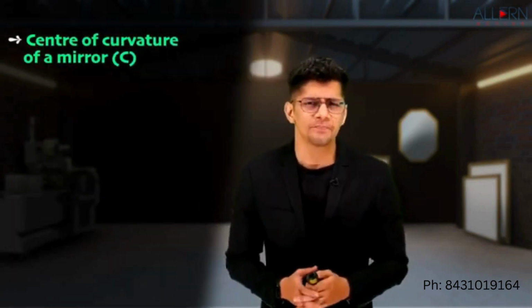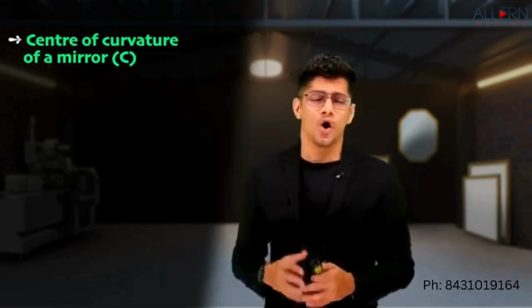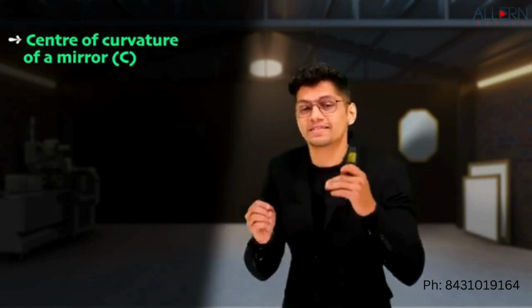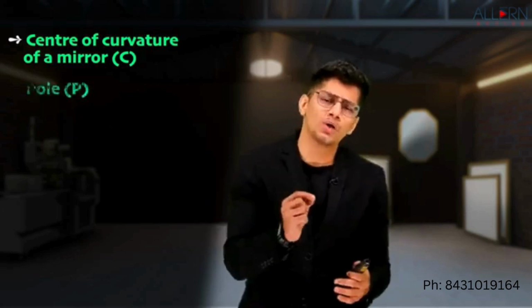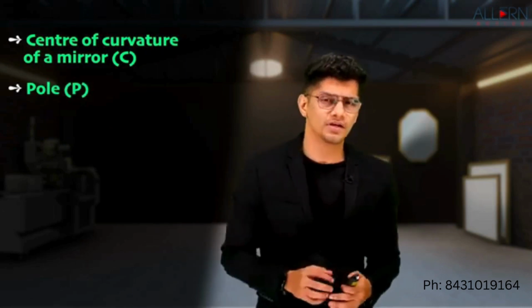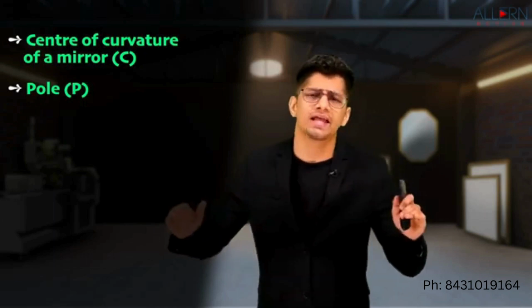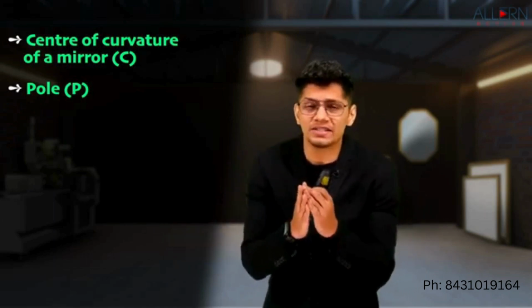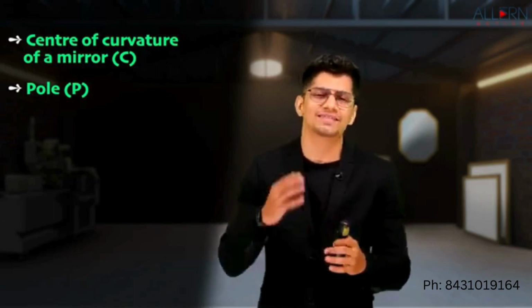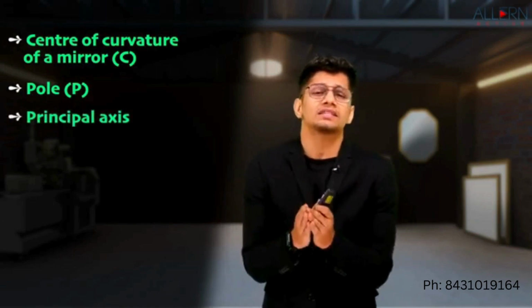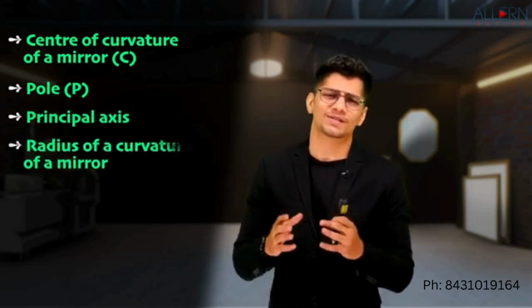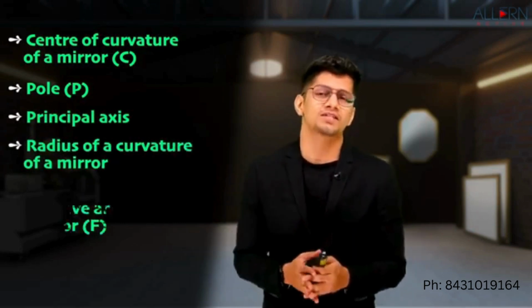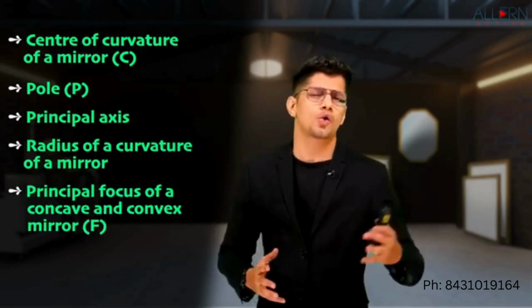To summarize, we have learnt how reflection takes place from spherical mirrors, and we have learned certain common terms. Center of curvature, denoted by capital C, is nothing but the center of the sphere, or we can say where the normals converge. And we also studied pole, that is nothing but the center of the spherical mirror, denoted by capital P. The horizontal straight line passing through the center of curvature and the pole is called the principal axis. Similarly, the distance between the center of curvature and the pole is called the radius of curvature.